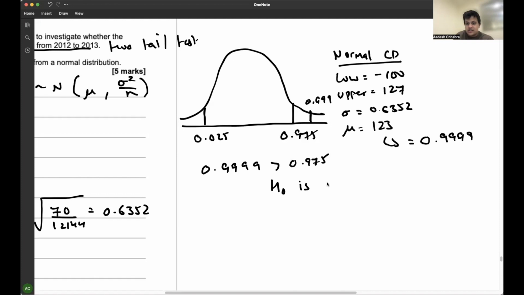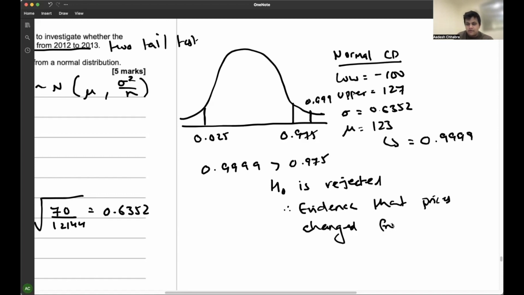H0 is rejected. And thus, there's evidence that prices changed from 2012 to 2013. And that is thus this part complete.